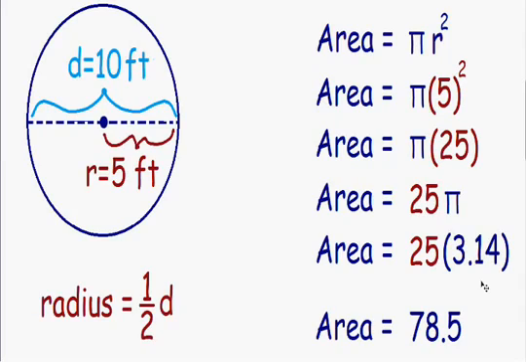And we can't forget to include our units. Area is always given in square units, such as square feet, or square yards, or square meters. Since in this particular problem, the diameter was given to us in feet, then our units need to be square feet. So the approximate area of this circle is equal to 78.5 square feet.